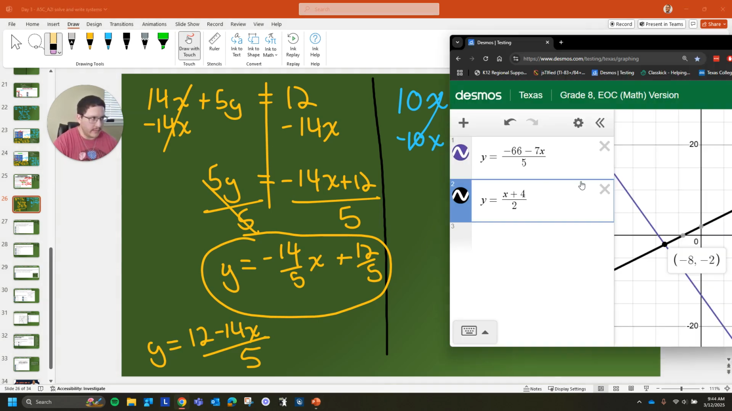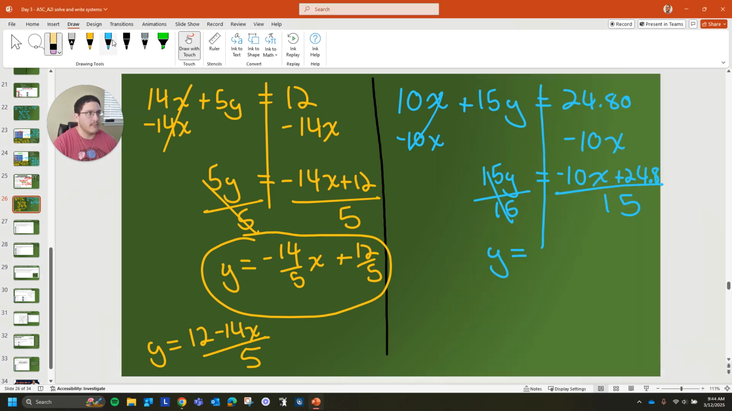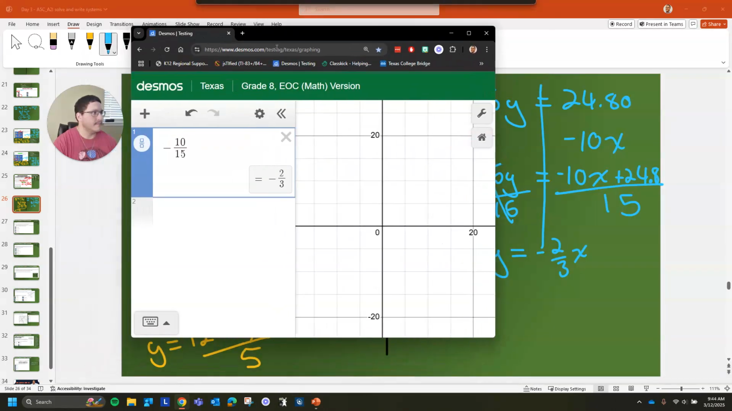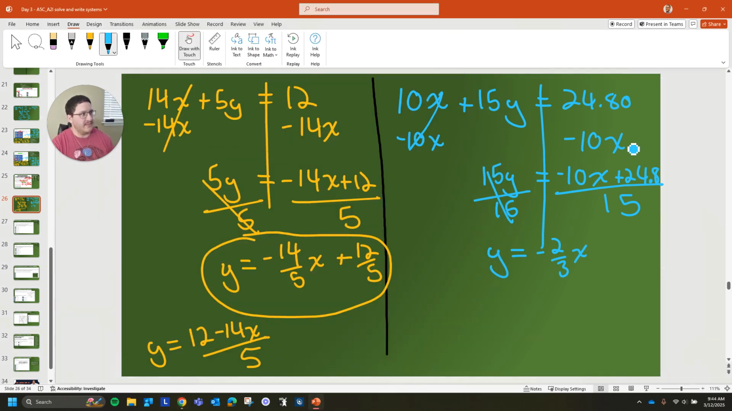Let me show y'all using Desmos. Negative 10 divided by 15, turn it into a fraction. That's negative 2 over 3, so negative 2 over 3x. 24.8 divided by 15, I believe, does not do anything, but I will check. 24.8 divided by 15, turn it into a fraction. Yeah, it just turns it into an even worse fraction, so I'm just going to leave it the way it is. It's a little improper, but I'll just leave it like that.